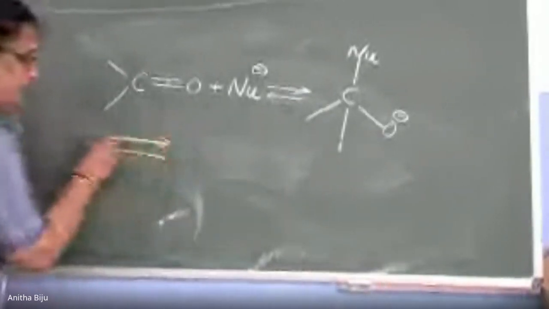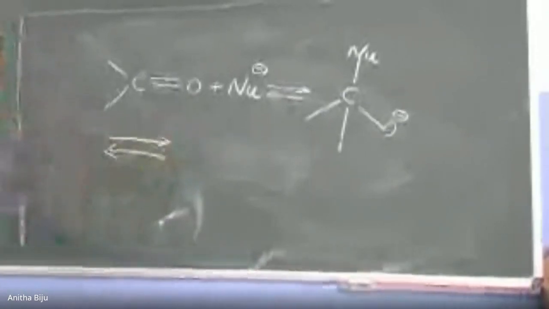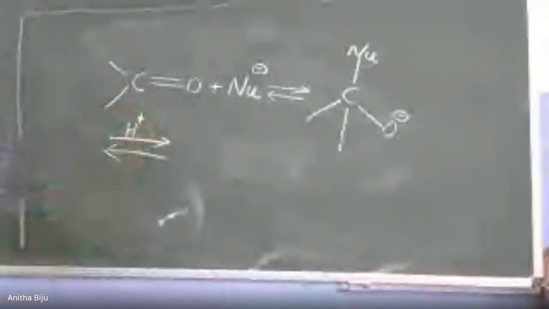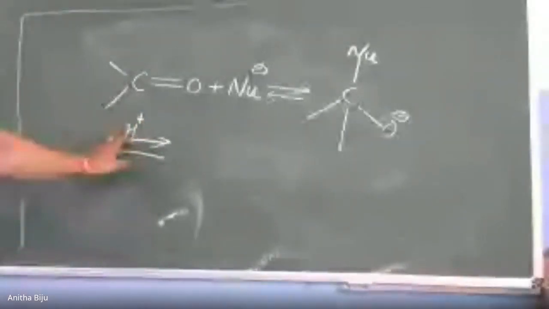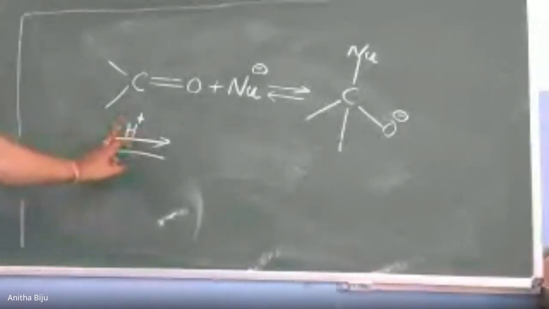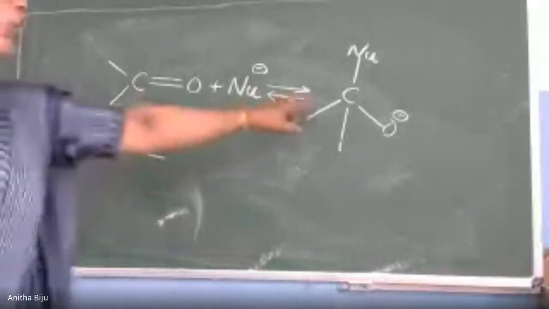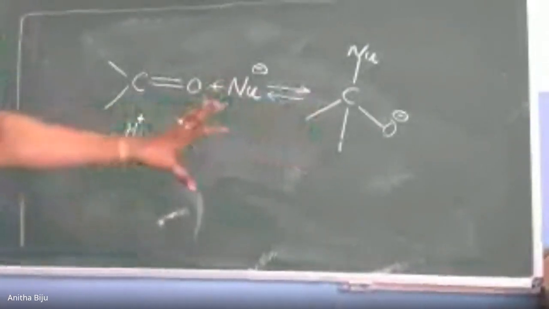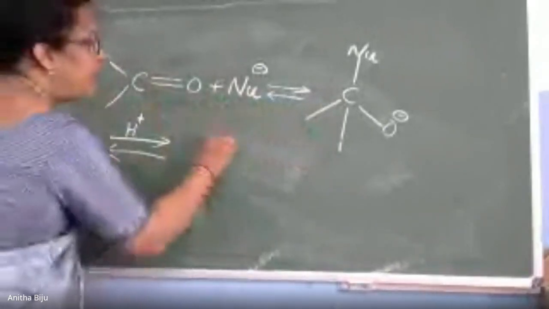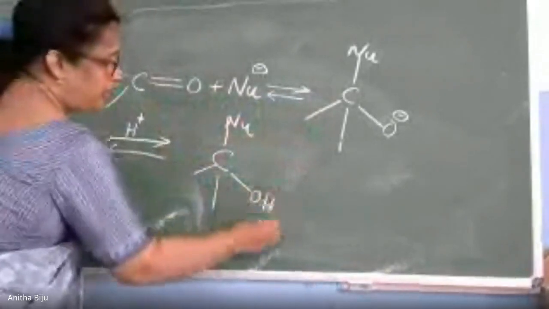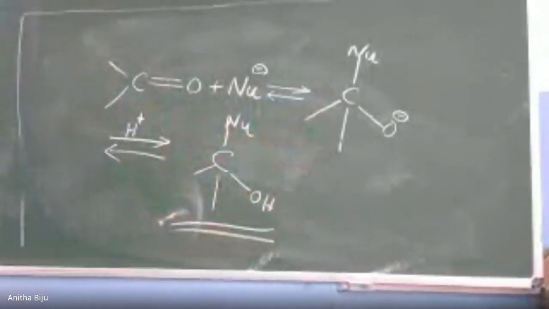Continuation. It is also a reversible reaction, and here we can write H plus. And this H plus is coming from the reaction medium. Got it? And now this attack on this particular compound, what is the product of it? CeNu. This is the mechanism of nucleophilic addition reaction. So understand this, then do it.